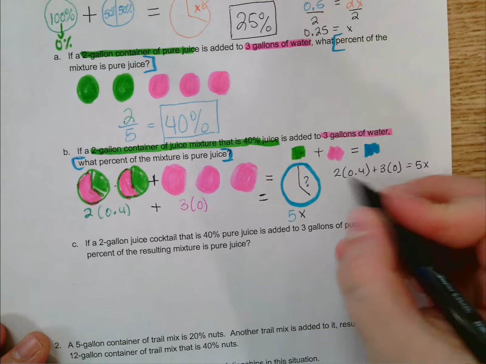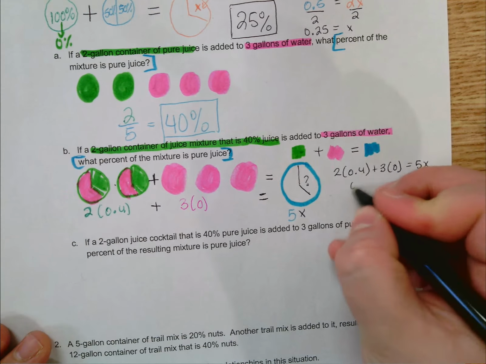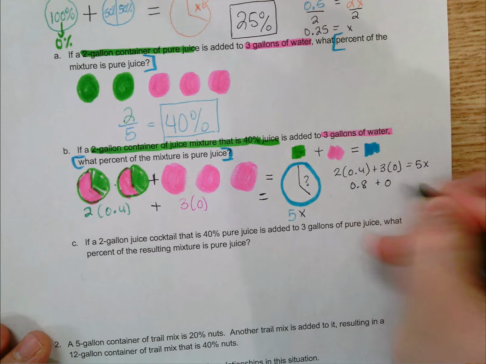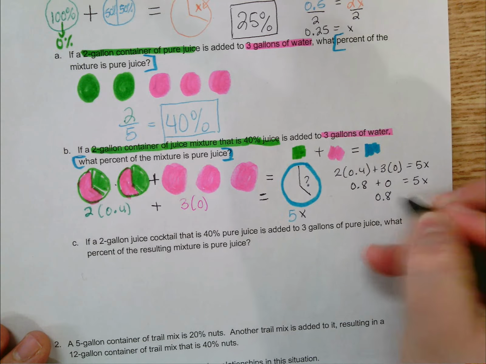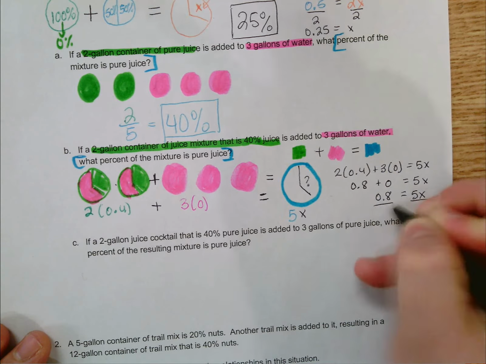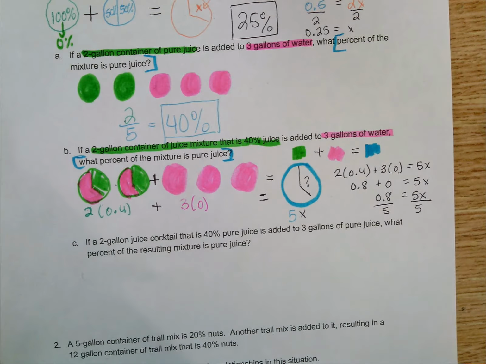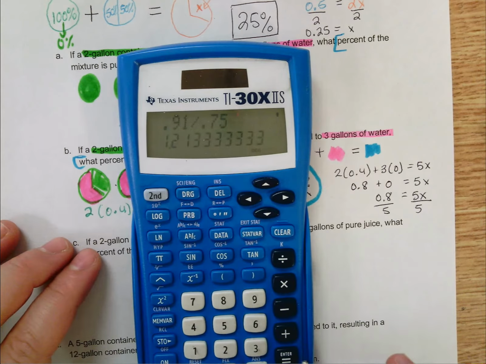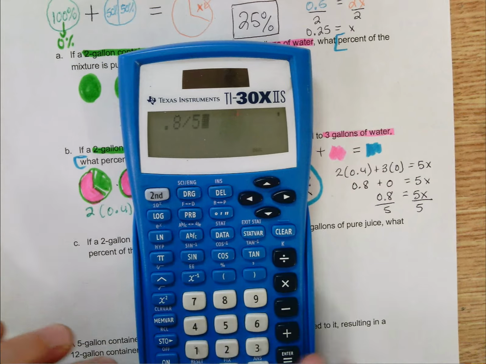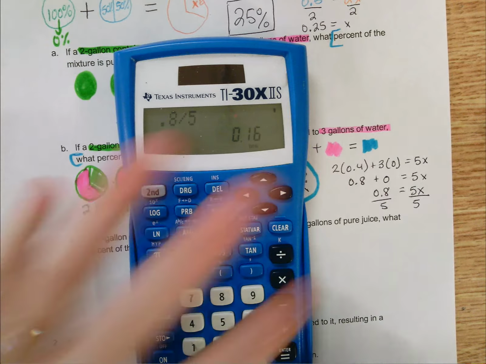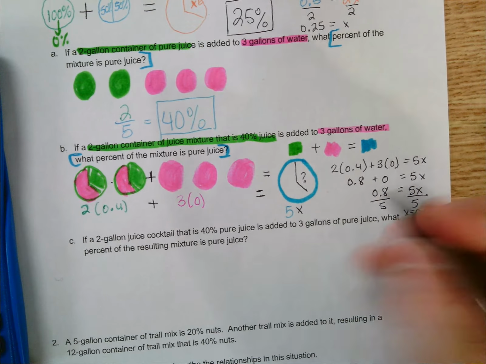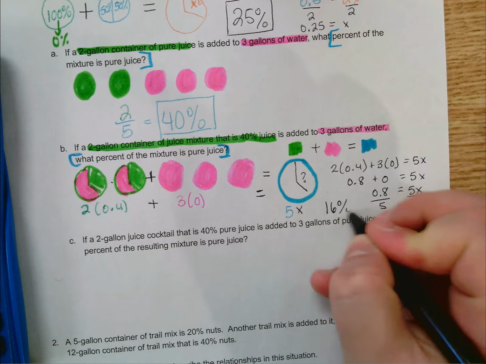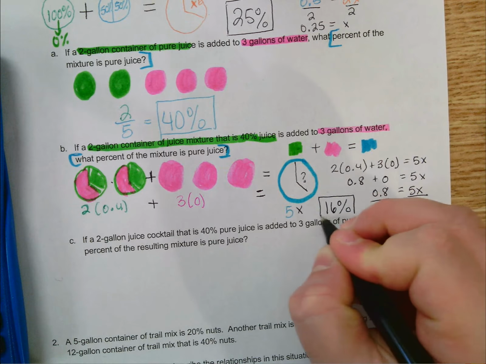So when I solve that, 2 times 0.4 will give me 0.8. 3 times 0 gives me 0, and that's equal to 5x. Well, 0.8 plus 0 is just 0.8. So I end up with 0.8 equals 5x. To finish solving, I'm taking 0.8 divided by 5, which is 0.16. So that means that 16% of our final mixture is pure juice.